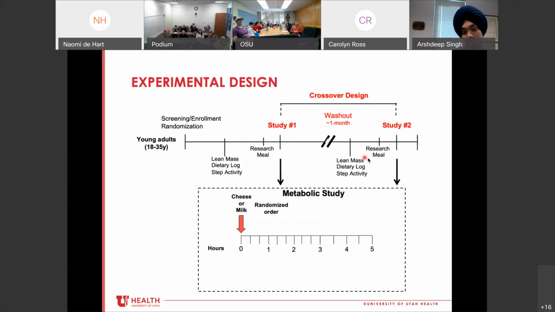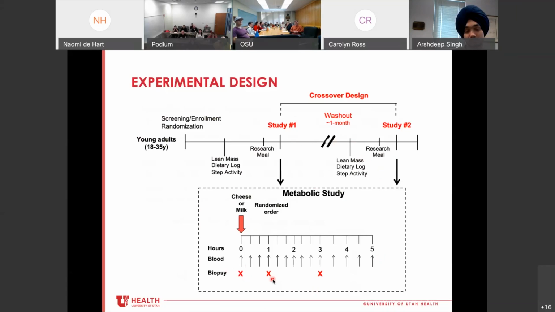The participants came into the research facility at 7 a.m. after an overnight fast. After getting settled in, we took a baseline blood draw and a baseline muscle biopsy, which is right here, from the thigh muscle. And then we gave them the product, cheese or milk. It was randomized, so first they did one product, and then the second study they did the other product. And then we took blood draws for the consecutive 5 hours after that.